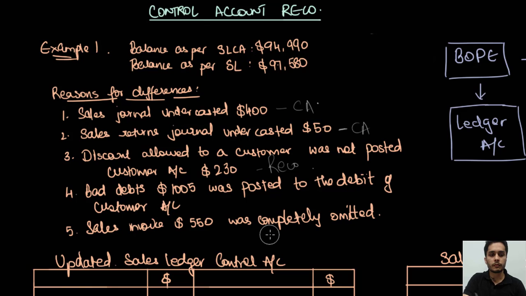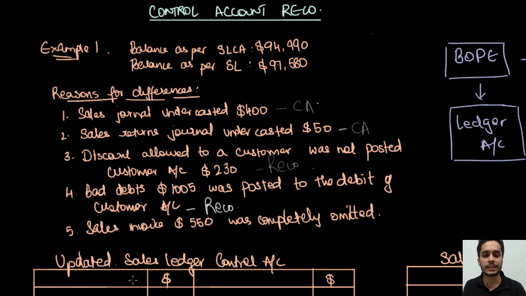The fourth error is bad debts was posted to the debit of customer account. Bad debts is actually posted to the credit of customer's account. So here there's a mistake in the sales ledger account. Obviously, this error will not affect your preparation of your control accounts. So this will not impact your updated sales ledger control account, but will be taken directly in the reconciliation.